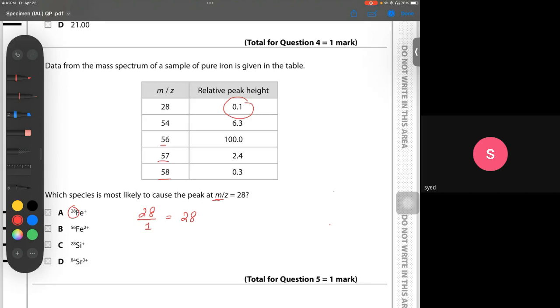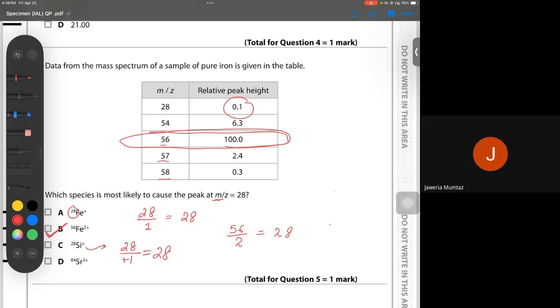So let's check option B. 56 divided by the charge, which is 2. What's the answer? It would be 28. Okay, let's check C. 28 divided by plus 1 would give you 28. Again you can check the relative peak height. So I would say this is the final answer because it has a relative peak height equal to 100. So I would say that the answer is B for ball.